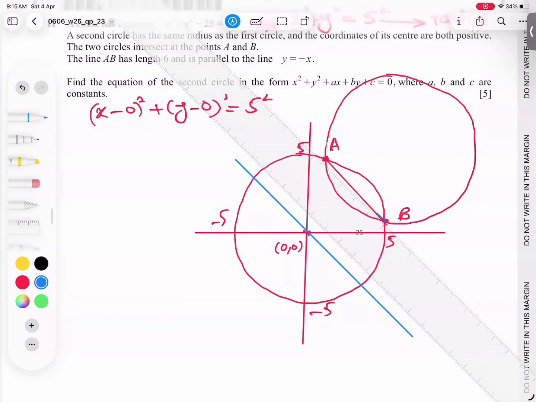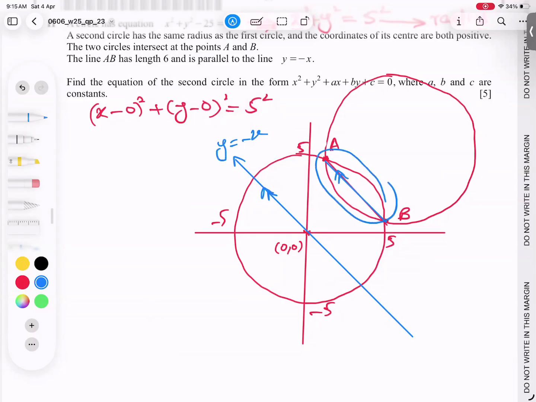This line is not exactly the same. Okay, so I think it is understood or not. So this line, I understood: y is equal to minus x, and they are parallel to each other. This and this are parallel to each other. Okay, and now he said this length is 6.